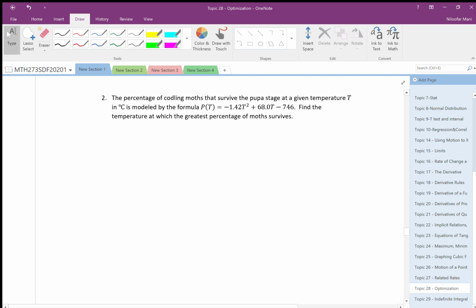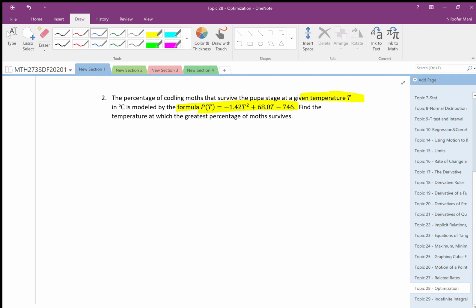The percentage of codling moth that survive the pupa stage at a given temperature is modeled by this formula. So here I just say this is the temperature and this is my function. Find the temperature at which the greatest percentage survives. Okay.